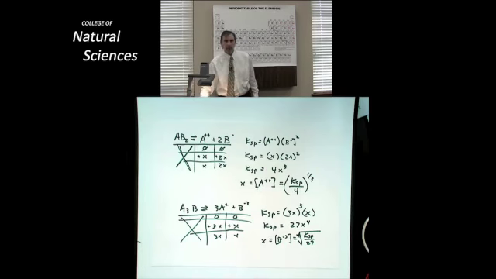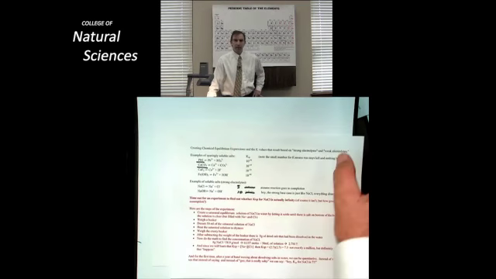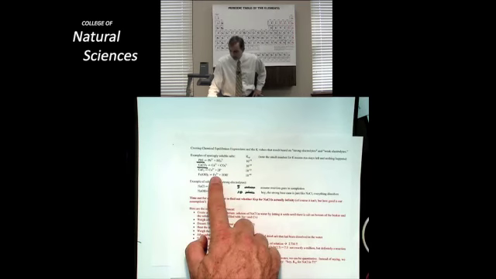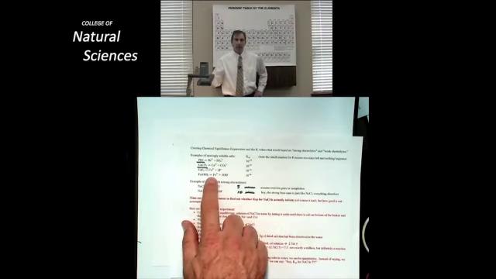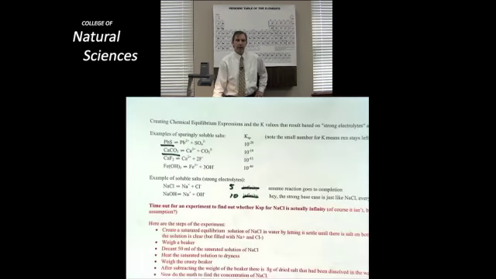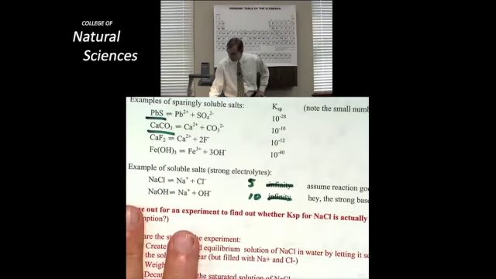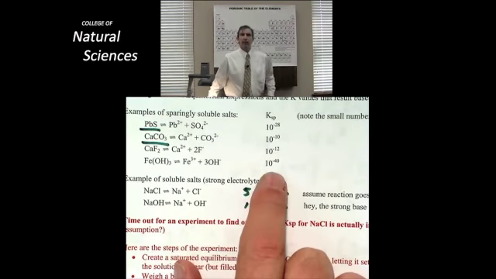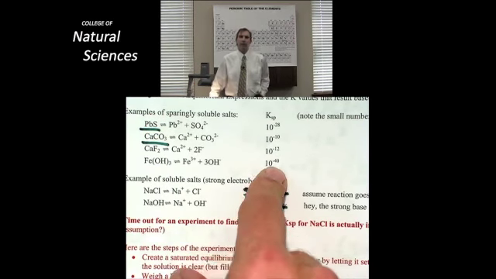Hey, what do you know? Here's an example like that. Here's an example right here. Iron hydroxide making iron and 3 hydroxides. Hey, that's of the form A3B or AB3. So I'm going to take this number right here. I'm going to divide it by 27. I'm going to take its 4th root.